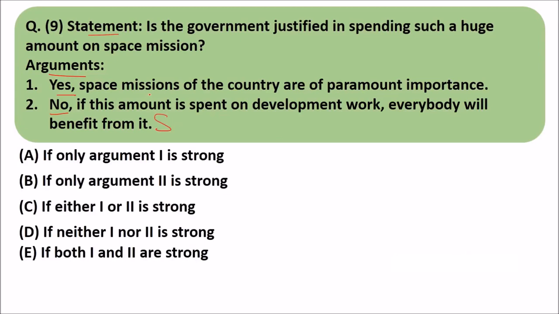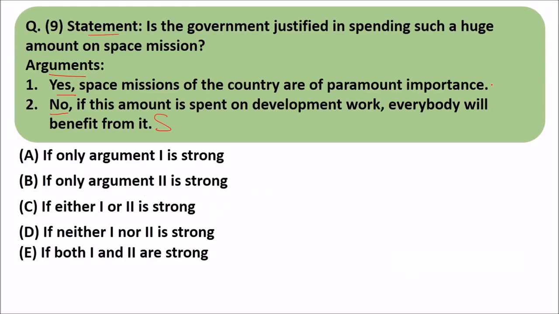First one: Yes, space missions of the country are of paramount importance. Now if you think logically, we can say yes, space missions are of paramount importance. So this is a strong argument. Space missions are necessary, so we'll write both of them are strong. Or some of you might think that this is like an advantage, that space missions are important, and the second one is like a disadvantage, going in the opposite direction. That means we can use the amount in the other way. So let us write either one or two is strong.